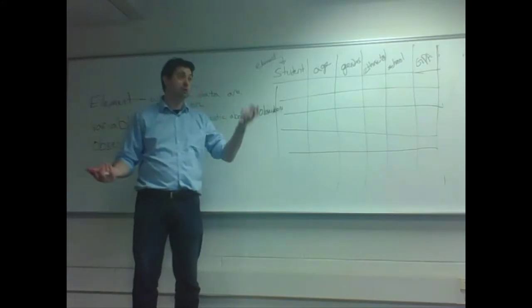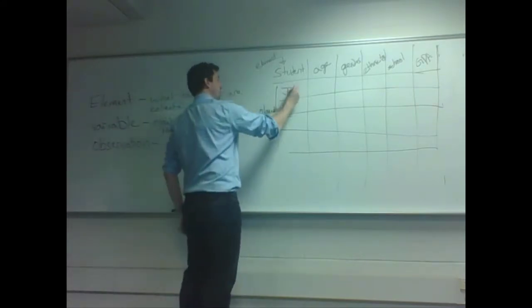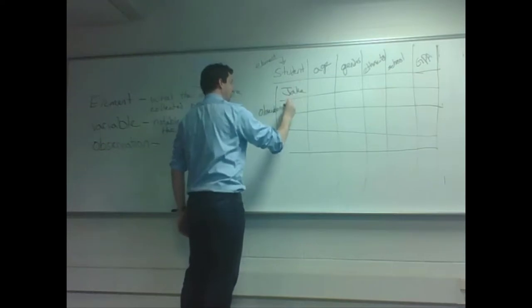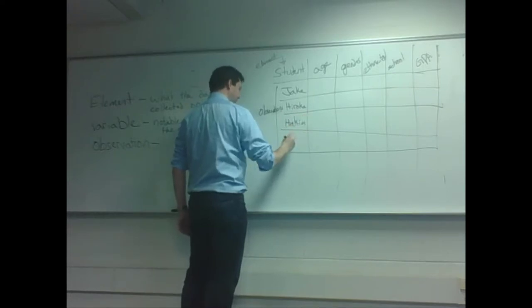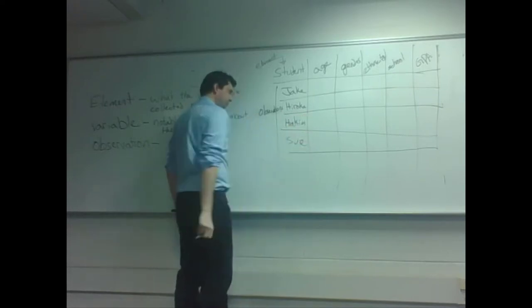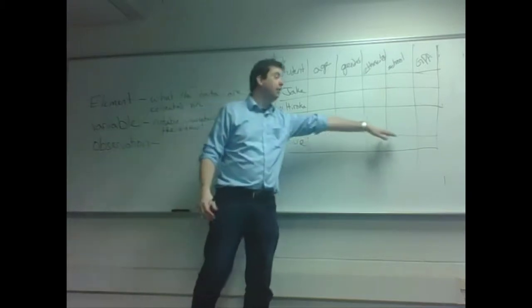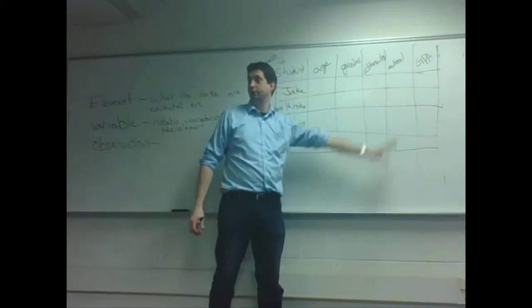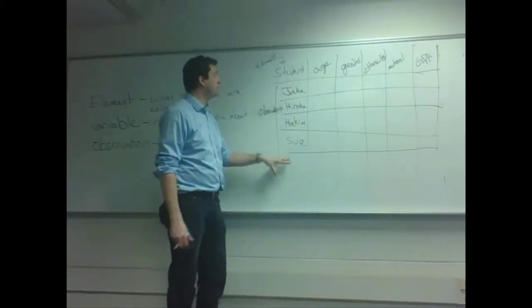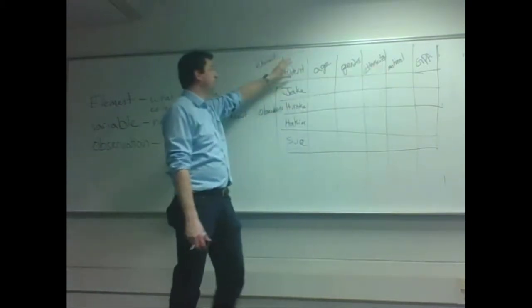So the people, right, or an individual person. Like this might be Jake. This might be Hiroka. This might be Hakeem. This might be Sue. And then we have this is the data. These are the observations, these are the variables, this is the gender.